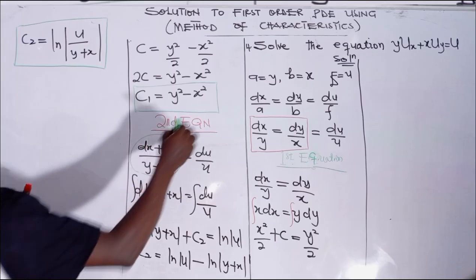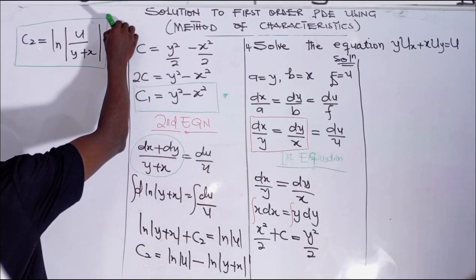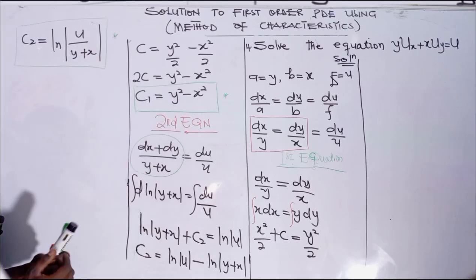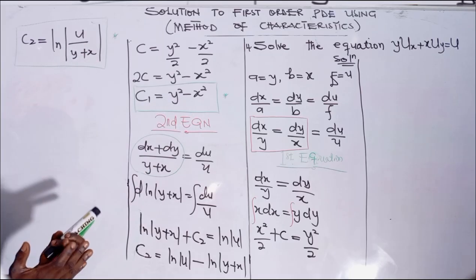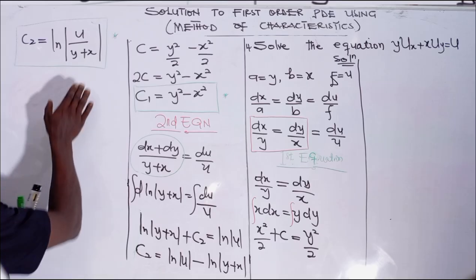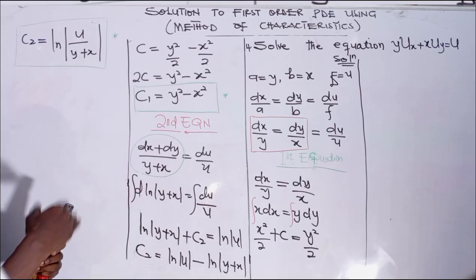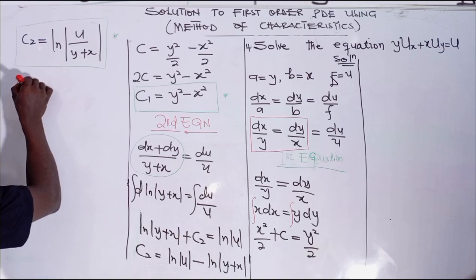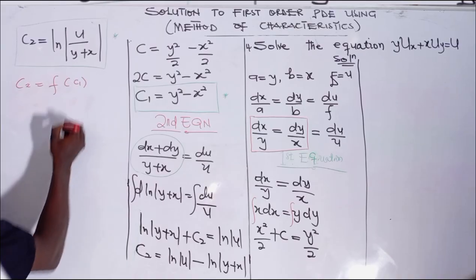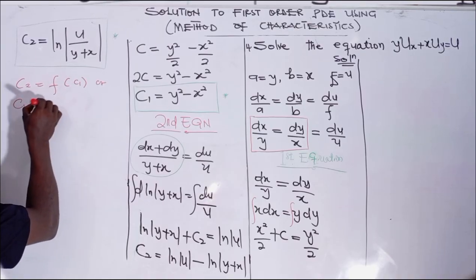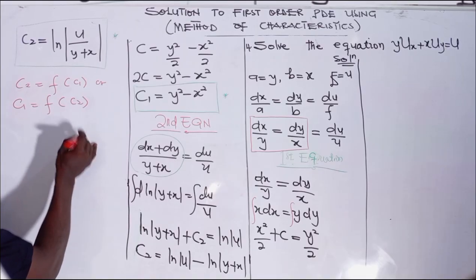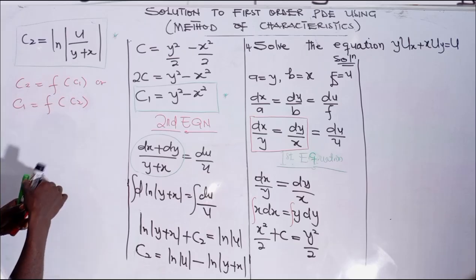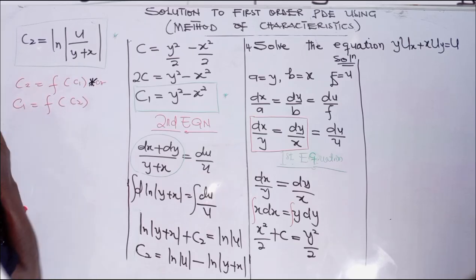Good. So we have one solution, another solution. You can see that we have two solutions, C2 and C1. Whenever you have two solutions, what we do is merge them into a single solution. One becomes a function of the other. So it is either C2 becomes a function of C1, or C1 becomes a function of C2. Any one of these is going to give you the same answer. So let's take C2 to be a function of C1.